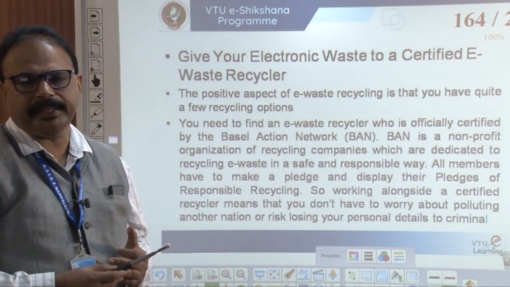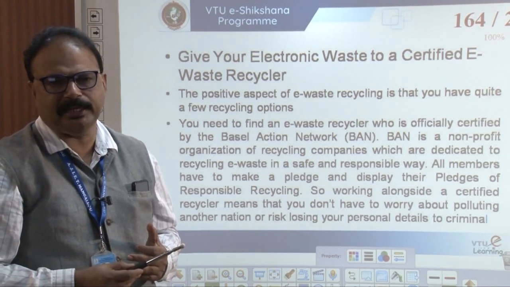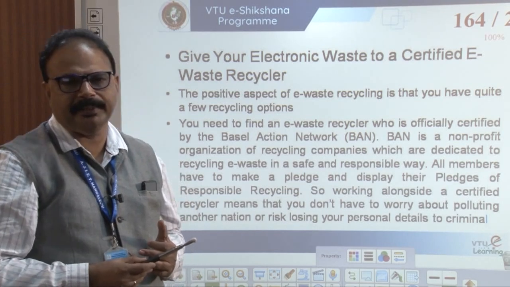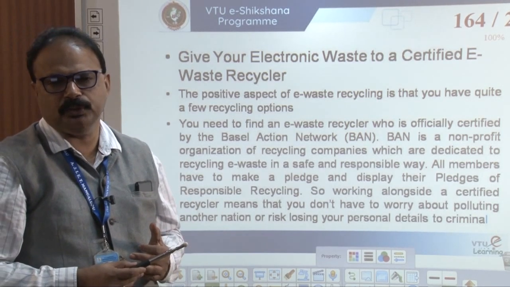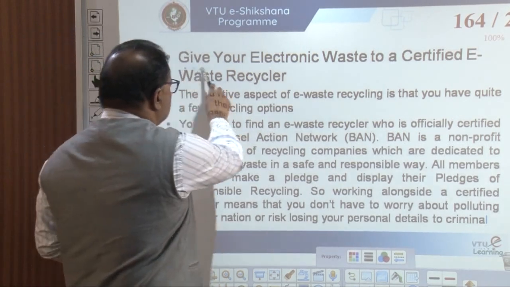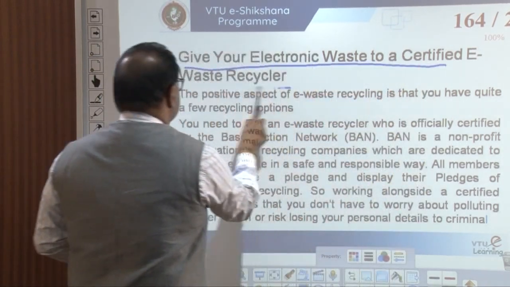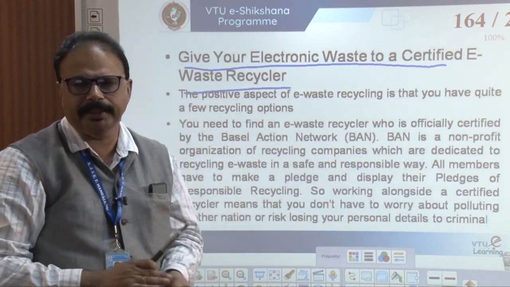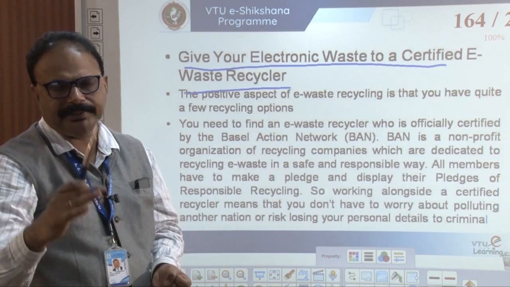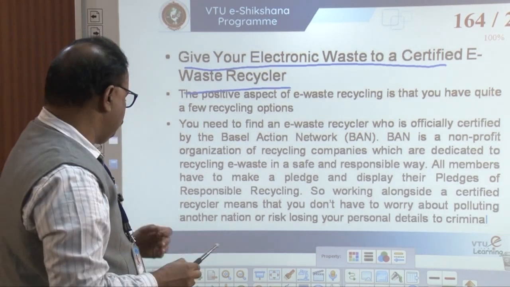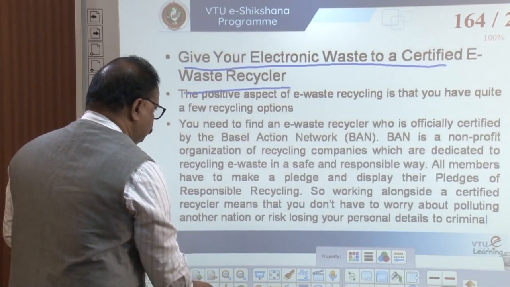Working alongside certified recyclers means you don't have to worry about polluting another nation or the risk of losing personal details to criminals. This is one of the processes of electronic waste management. We will get an amount also. You can use it or give it to an NGO free. Some recycling companies are also there. Very important process.